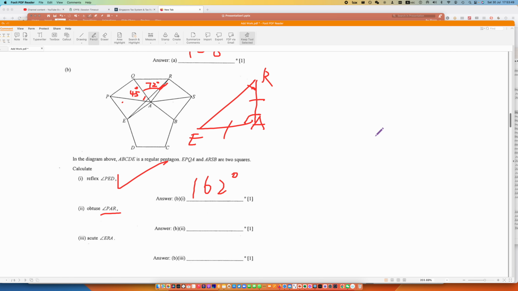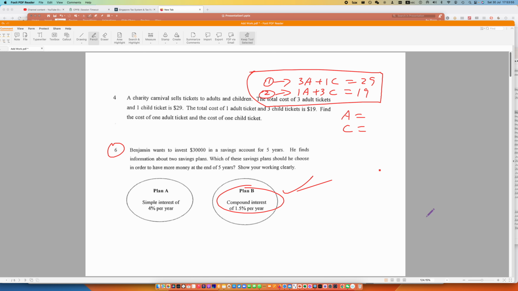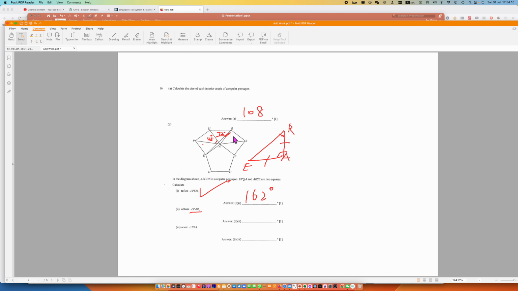Yeah, I have one blank page. So I realized for these extra questions, something new is how to solve simultaneous equations by the substitution method. Then compound interest, something new. Then this one, you managed to do it. Very good.